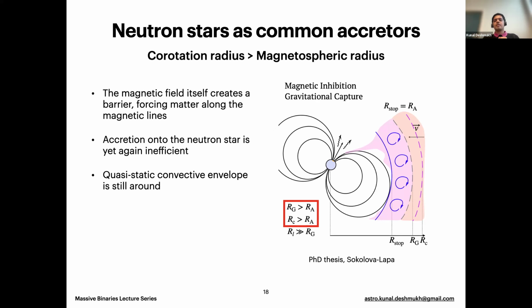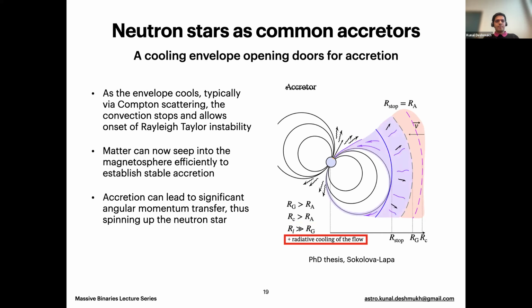It's not super efficient, but it's enough. It's at least slightly more than the previous case. The quasi-static envelope that has been formed is still around. But if we go one step further and let this envelope cool, this basically opens the door for the onset of Rayleigh-Taylor instability, which basically means matter can seep through this magnetosphere much more efficiently, and we can start seeing a much more efficient accretion onto the neutron star, again along the magnetic lines.